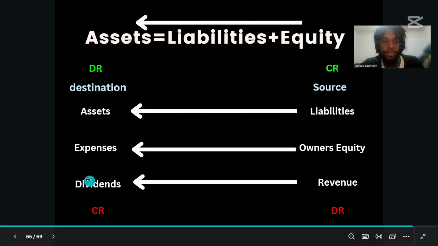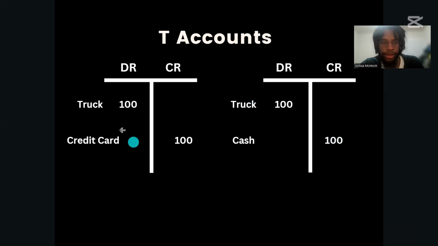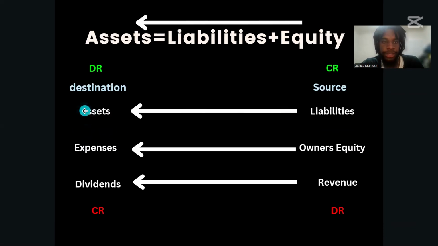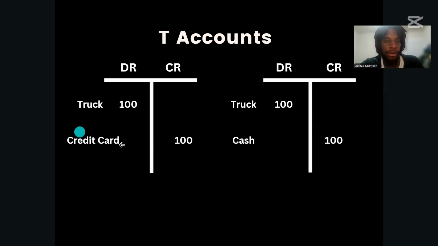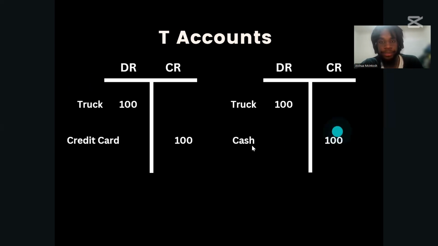Okay, so now since we got that covered, I created two T accounts to give a very visual example. So let's say I decide to buy a truck with a credit card. A truck is an asset, so we will debit the asset, but we're using a credit card as a source of funding. So the credit card would be a liability and we credit liabilities. So for the truck, we shall debit the asset and we shall credit the liability since it's increasing both accounts.